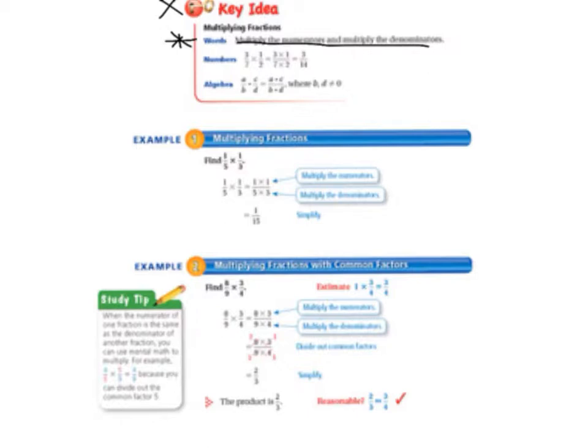Now let's take a look at example 1, multiplying fractions. It says to find 1/5 times 1/3. So we multiply across the top, we multiply the numerators, 1 times 1, and we multiply 5 times 3. So we're going to multiply the denominators. So 1 times 1 equals 1, and 5 times 3 equals 15. And then it says to simplify. This is already in simplest form, so we are done. So our answer is 1/15.